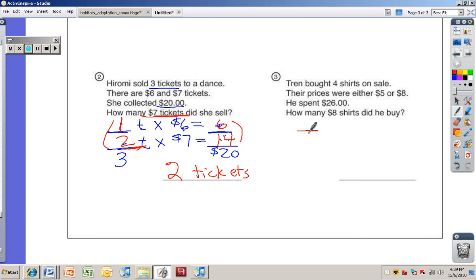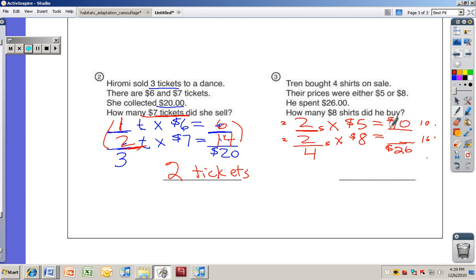Again, you're going to make a little chart here. Bought 4 shirts, and you have $5 shirts and $8 shirts. And he's going to spend $26 altogether and buy 4 shirts. So let's try 2 on each one first. 2 times 5 is 10. 2 times 8 is 16. And look at that, 10 and 16 makes 26. So that is the solution.